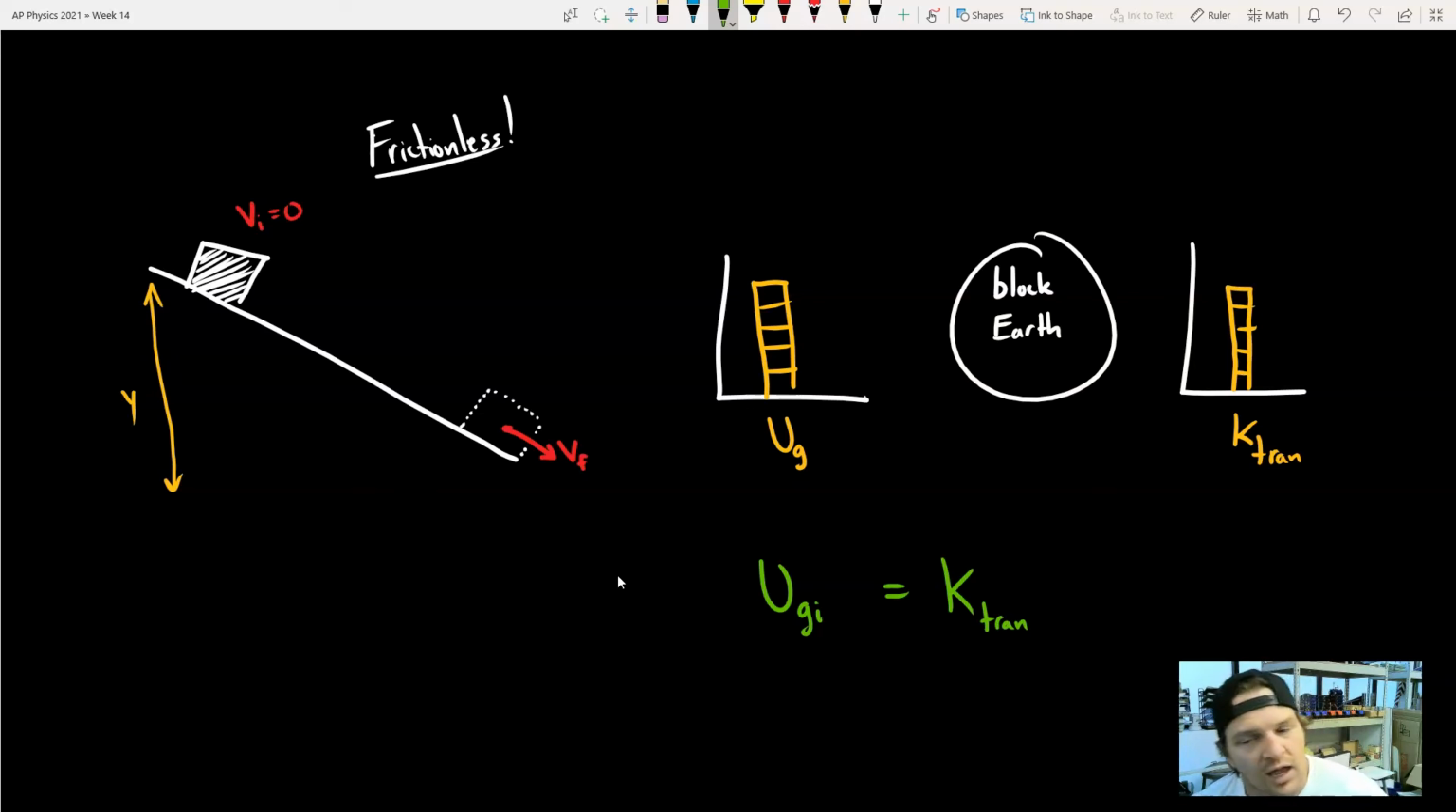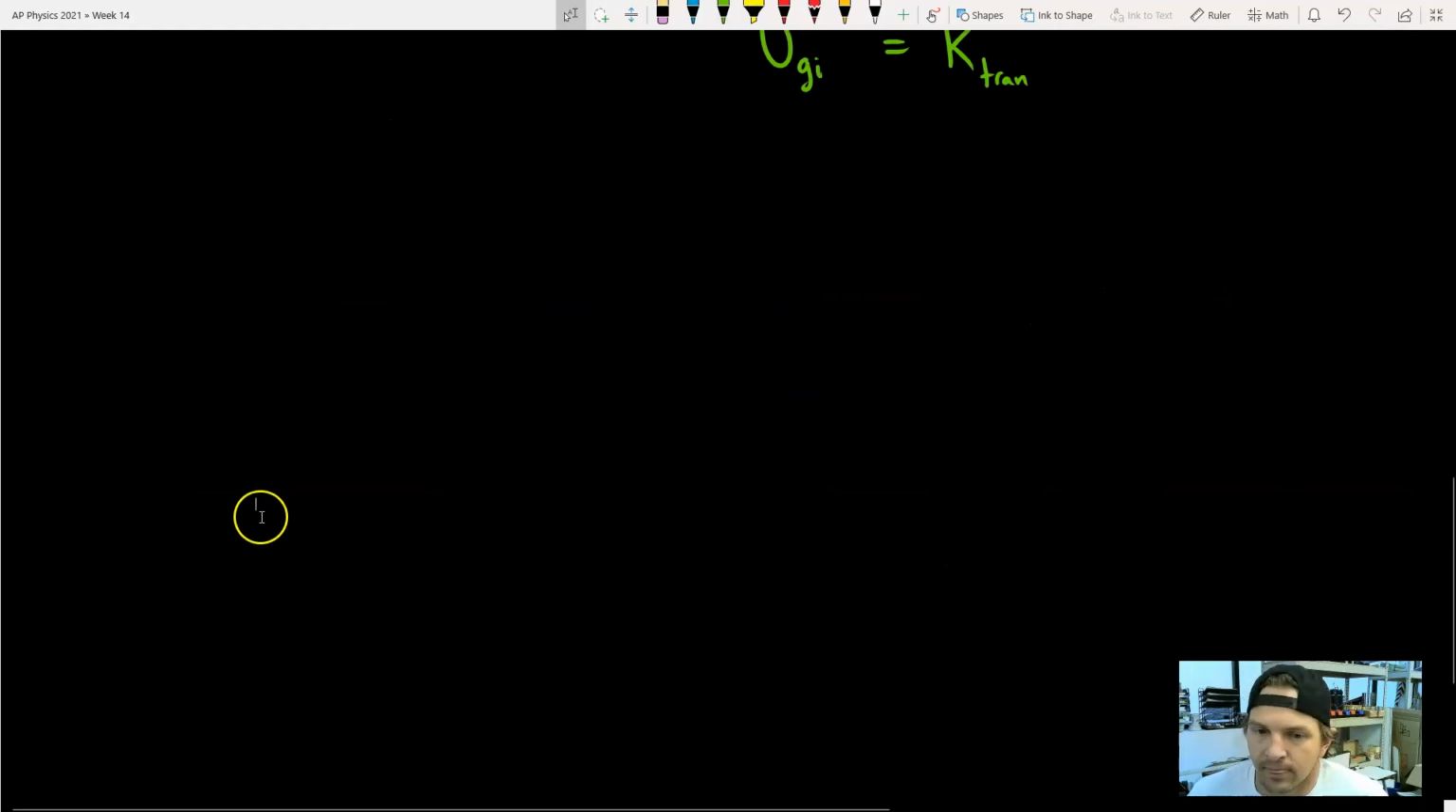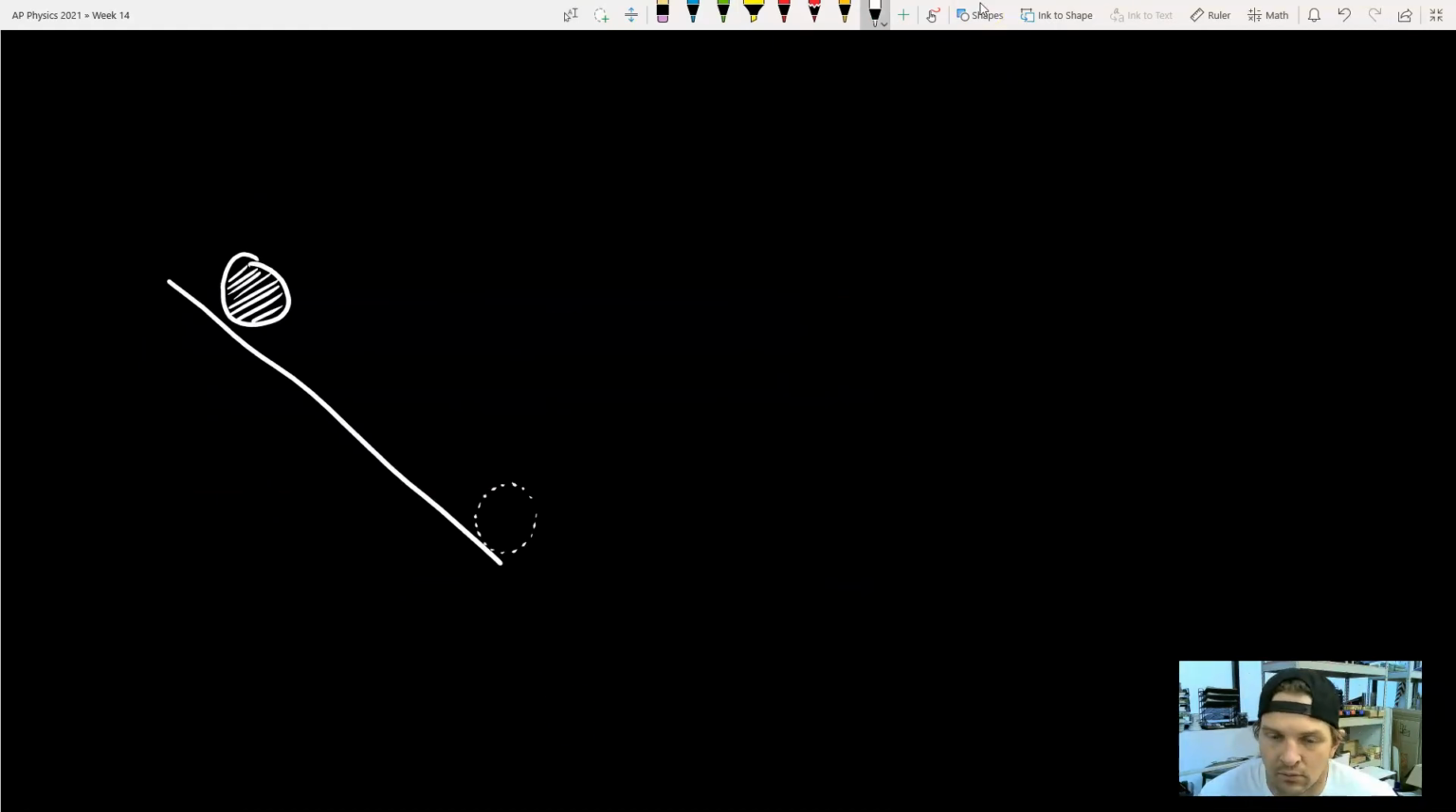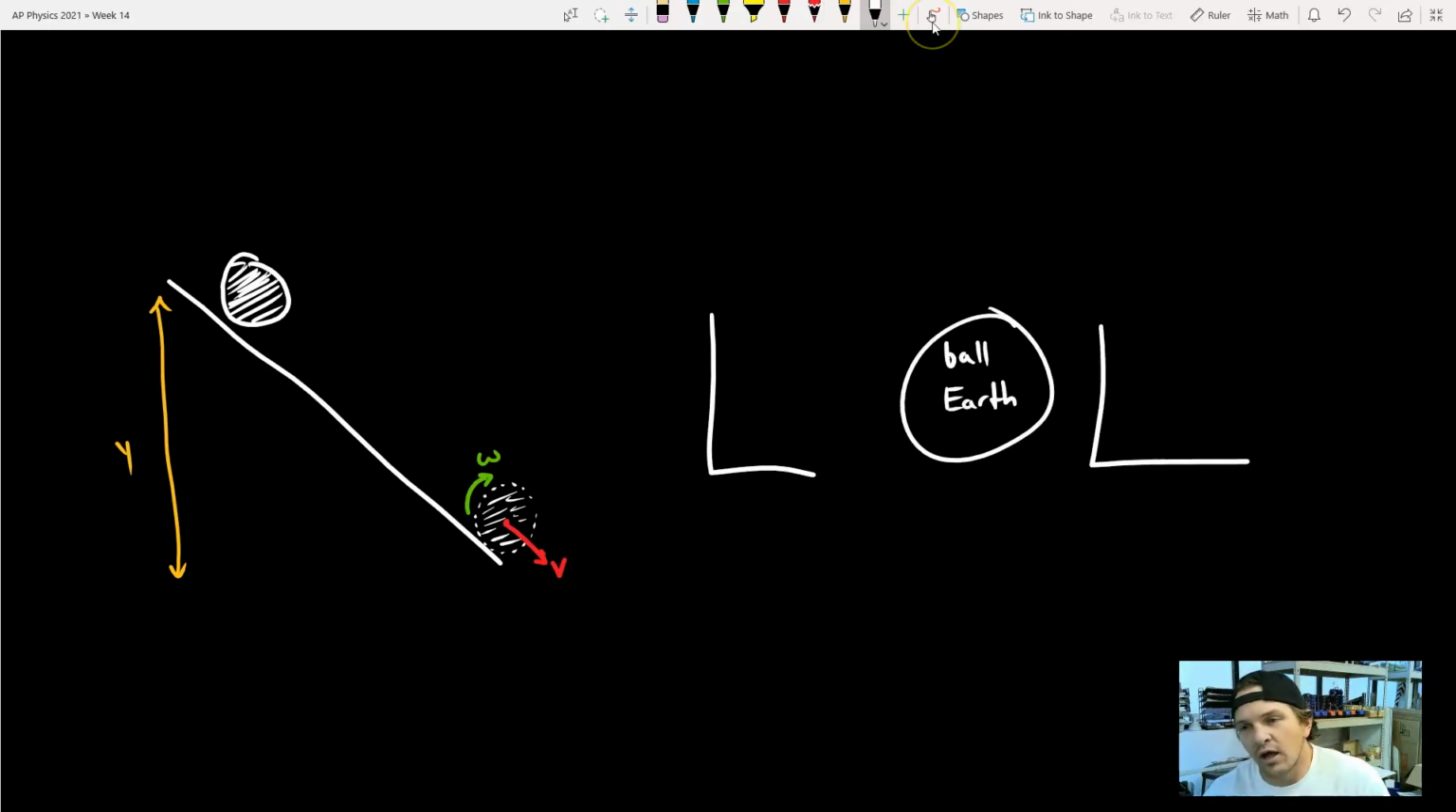But let's say we have, instead of a block, something that's going to roll, like a ball. Okay, so here is our setup. Initially, we have this ball of mass m, and just like before, it is a height y above the ground. If we look at our LOL diagrams, it's going to be really similar. We have the ball that starts up here in the system, and then the Earth is supplying the gravitational potential energy.